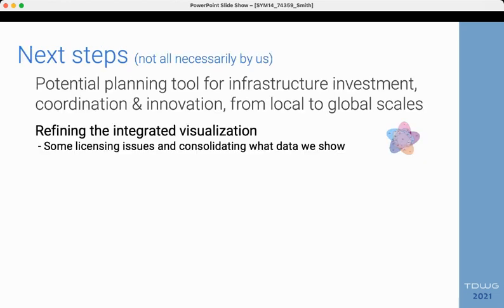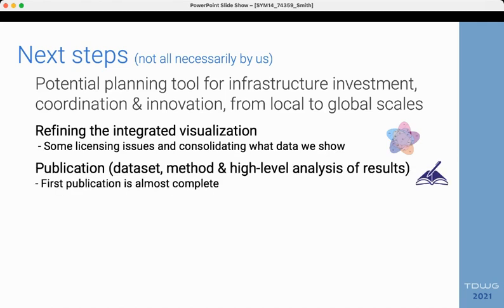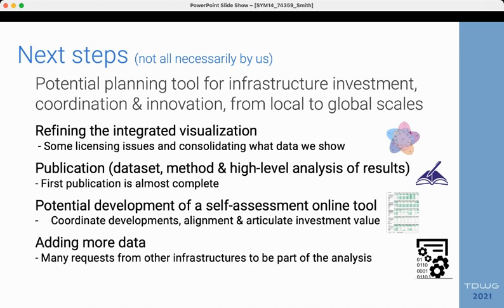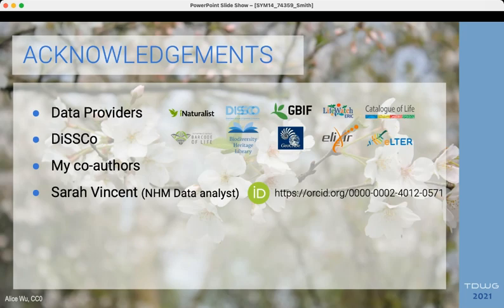So what are we doing in terms of next steps? Well, we're refining the visualization. We are publishing this. We've got the first publication almost ready to go now. There's a potential to develop an online self-assessment tool where one could just drop your scores for your infrastructure in and instantly see how you relate to other infrastructures. And I think that would be a really interesting development. And then lastly, a number of organizations have said they wanted to add data.